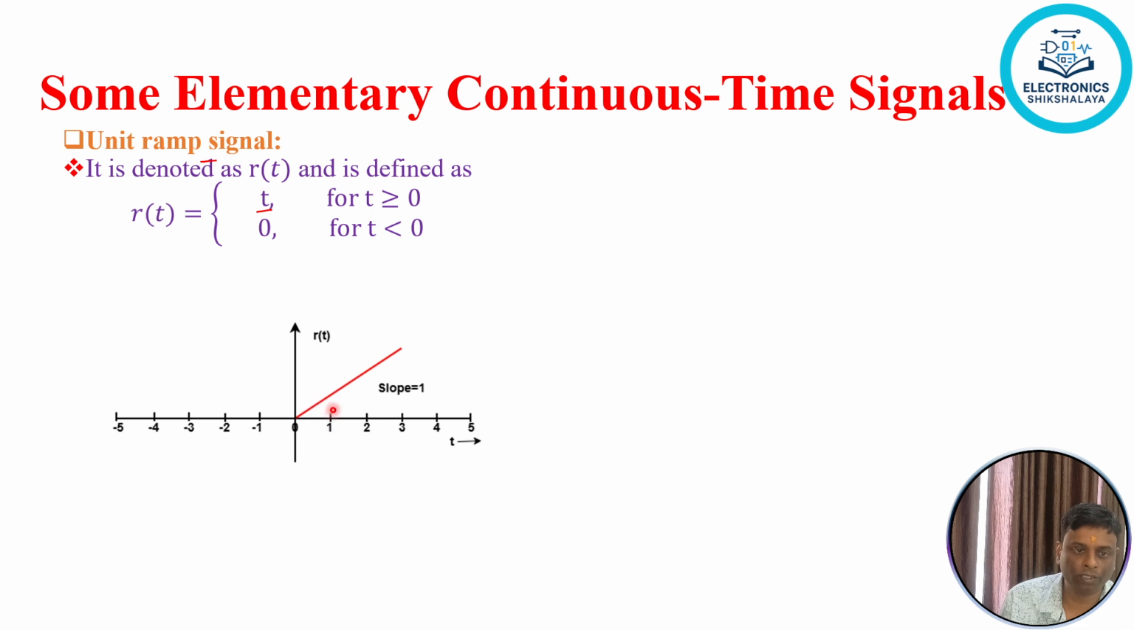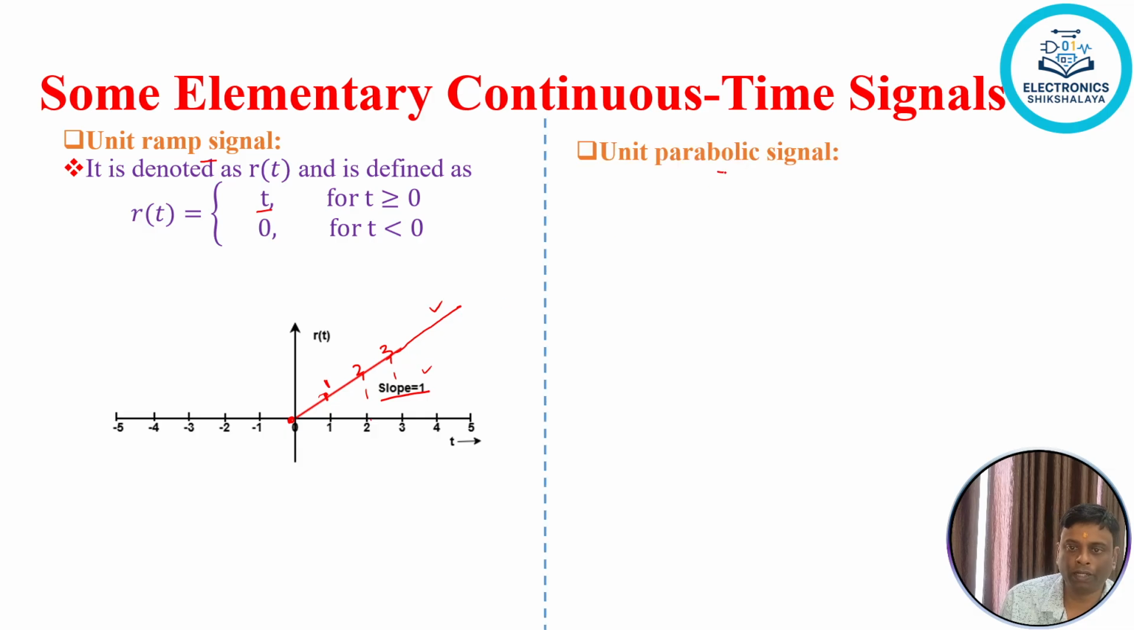At t equal to 0, it is 0. At t equal to 1, it is 1. Similarly, at t equal to 2, it is 2. At t equal to 3, it is 3, and likewise. It keeps on increasing. So this is the unit ramp signal. Here the slope is equal to 1.